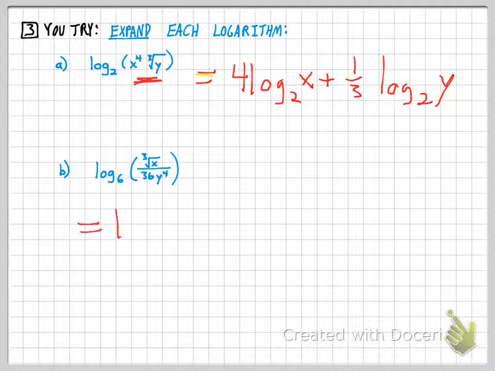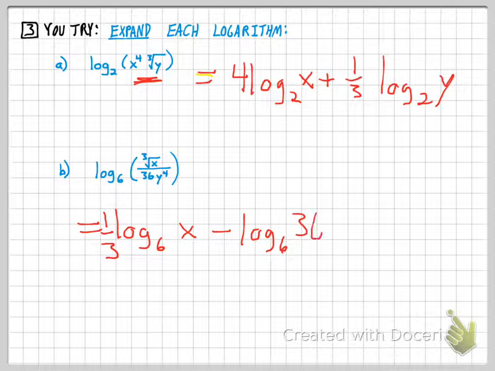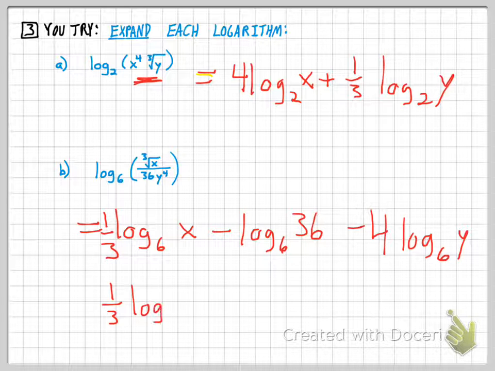Alright, this one's going to end up being log base 6 of x with a coefficient of 1/3, and then I'm going to have a subtraction problem, log base 6 of 36, and then another minus 4 log base 6 of y. Okay, again, this middle term you can actually simplify. So one step further would be to say 1/3 log base 6 of x minus 2 minus 4 log base 6 of y.